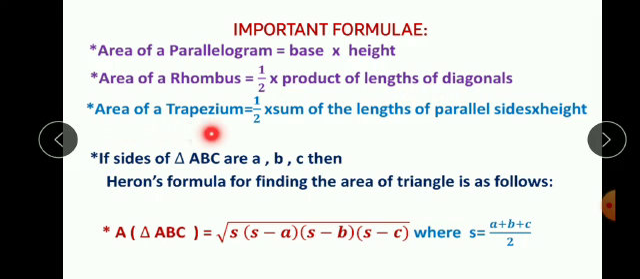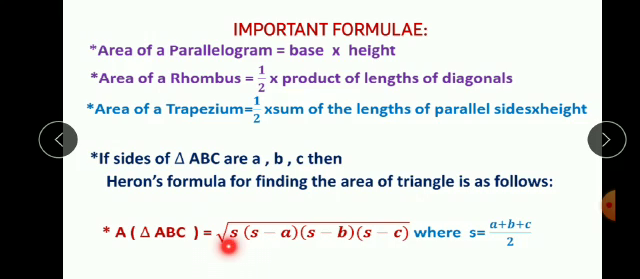Area of a trapezium is equal to what? Half into sum of the lengths of parallel sides into height. Now, if sides of triangle ABC are A, B and C, then by Heron's formula for finding the area of a triangle is as follows. So, area of triangle ABC is equal to what?